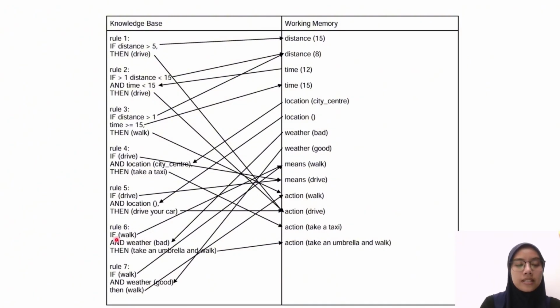Rule number 6: if walk, okay, it means walk and the weather is bad, then take an umbrella and walk. So the action is take an umbrella and walk. Last is rule number 7: if walk, so it means walk and the weather is good, then the action is walk. So that's all from me today.